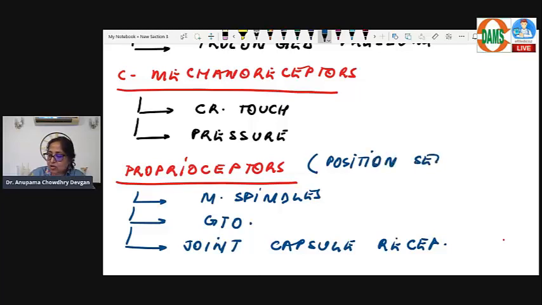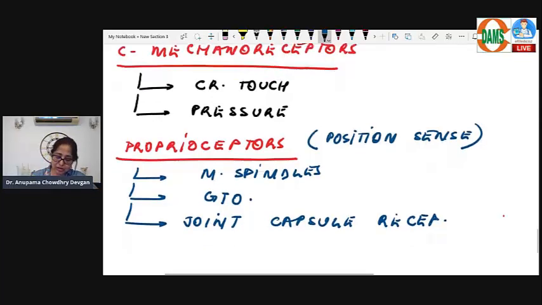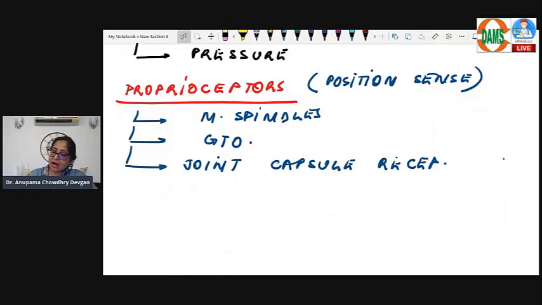Joint capsule receptors are different from Pacinian corpuscles. Pacinian corpuscles are located in joint capsules, but they are meant for vibration. Joint capsule receptors are meant for proprioception, for position sense. These are your proprioceptors, also slowly adapting receptors for position sense: muscle spindles, Golgi tendon organs, joint capsule receptors.